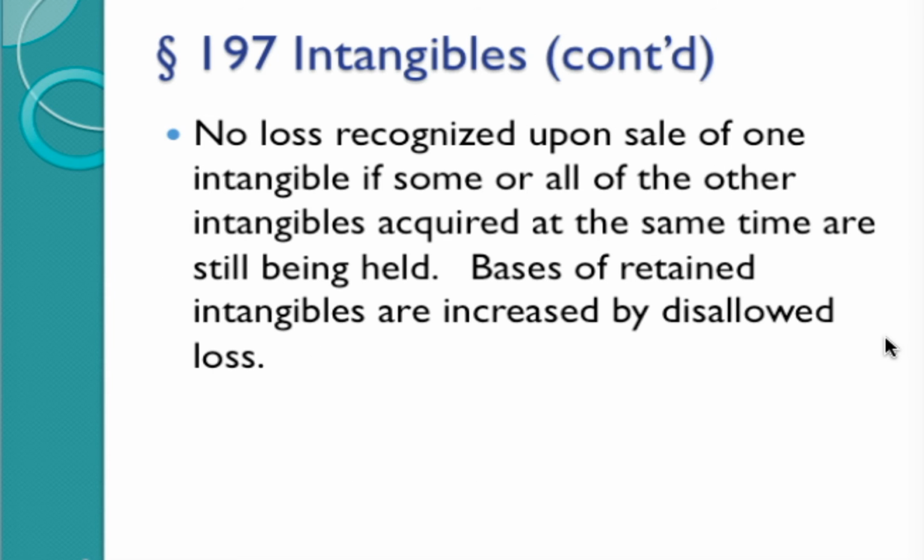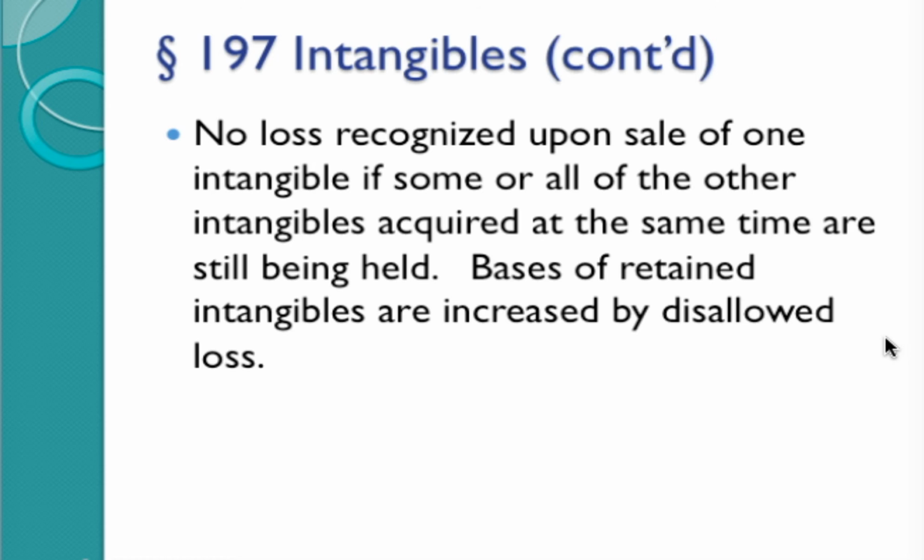197 property is also subject to a rule that no loss is recognized on the sale of one intangible if some or all of the other intangibles acquired at the same time are still being held. So if you acquire a bunch of 197 intangibles at the same time and sell off a piece of that, you're not able to recognize a loss unless all of it is sold.